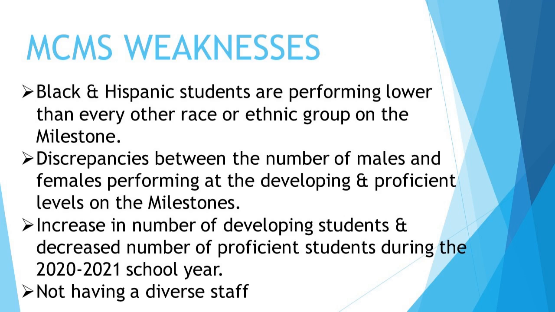Some key weaknesses seen in the data were Black and Hispanic students are performing lower than every other race or ethnic group on the milestone. Discrepancies between the number of males and females performing at the developing and proficient levels on the milestone were clearly seen. There was an increase in the number of developing students and decreased number of proficient students during the 2020-21 school year, and we do not have a diversified staff.